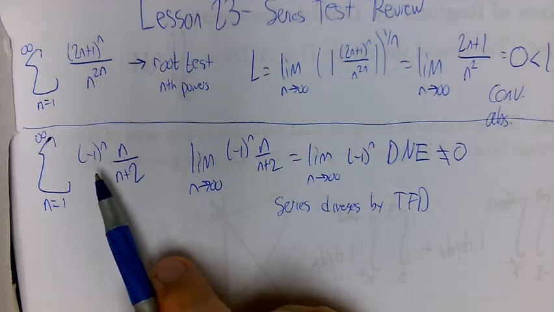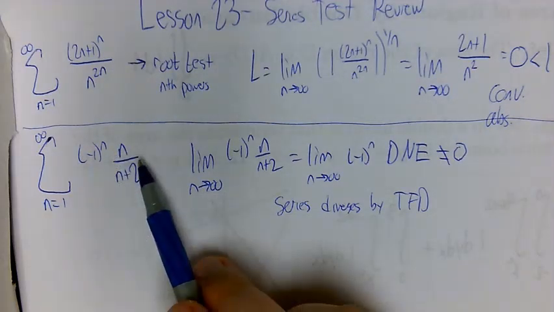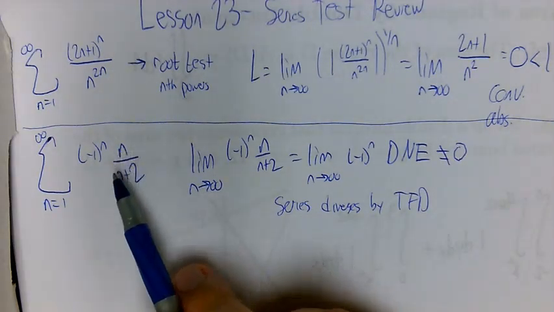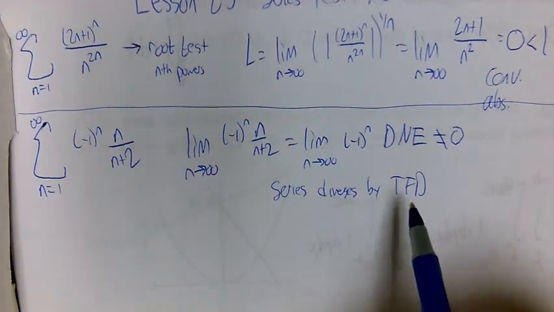So don't be led astray by the alternator here. If you suspect that the stuff next to the alternator won't even go to 0, then try test for divergence first and see what happens.